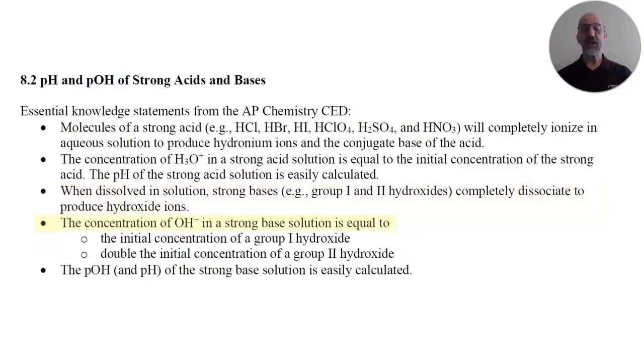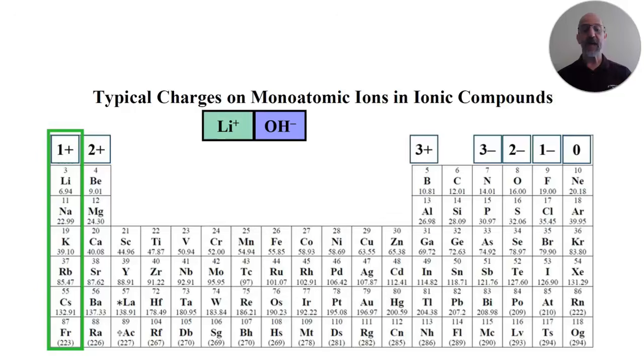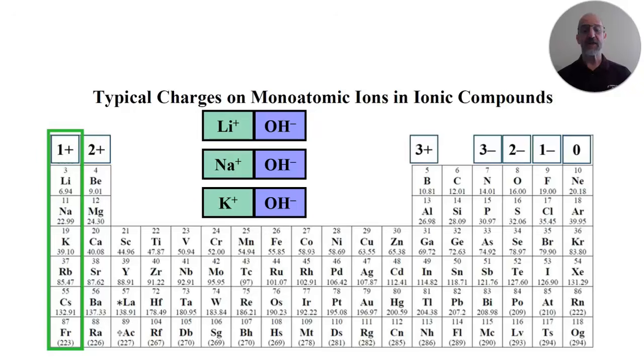Now, the concentration of the hydroxide ion in a strong base solution is equal to, and you can see on this slide, these are examples of typical charges on monoatomic ions in ionic compounds, but let's focus our attention on the first 2 groups, or the first 2 columns. So group 1 contains the alkali metals, lithium, sodium, potassium, rubidium, cesium, francium, and that would be +1. So the chemical formula of lithium hydroxide is LiOH. The chemical formula of sodium hydroxide is NaOH. The chemical formula of potassium hydroxide is KOH.